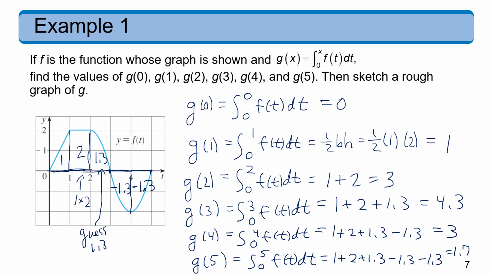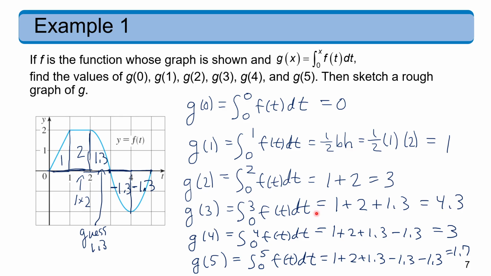So now we've answered the first part. The next part will be sketching a graph. But before we do the graph, I just wanted to point out how the effect is cumulative. For g of 0, then g of 1 was just one area, one figure to find the area of. For g of 2, we took the first region and we added the area of the second region.